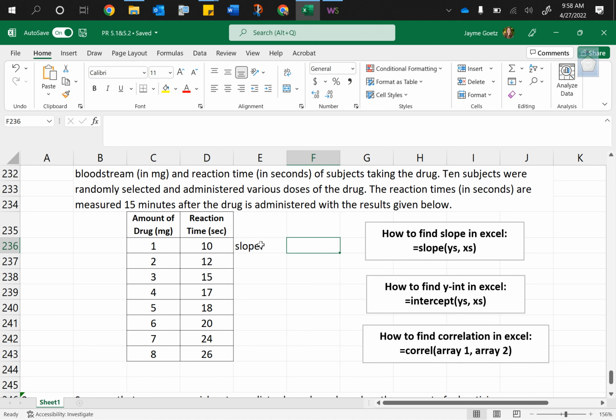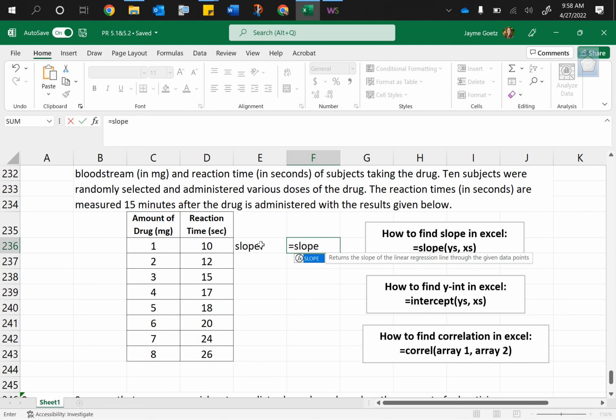And here's how we're going to do it. We're going to type in equals, and what are we finding? So what do you think we're going to type in? Yeah, we're going to type in slope of, but this is very important. When we found the correlation coefficient, it didn't matter which one went first. We could do the x's and the y's or the y's and the x's. When it comes to slope, it does matter. Pay attention to what they tell you. They want your known y values first.